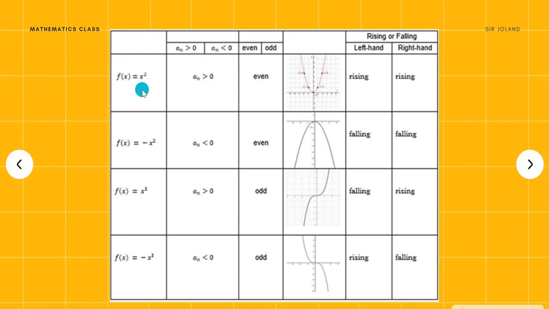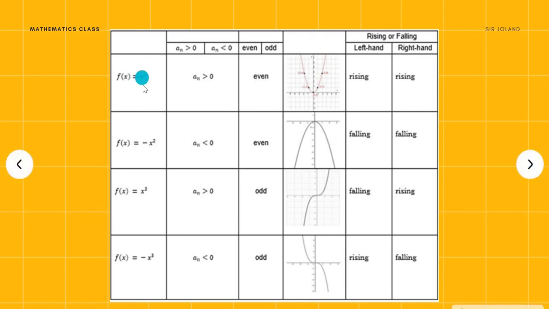For example, ang ating function ay x squared. Or, we can now say that the a sub n, o yung leading coefficient, yung numerical coefficient ng ating variable, ay greater than 0. Ibig sabihin, pag ito ay positive, for example, you have 2x squared, 4x squared, 5x squared, to positive infinity, dito siya papasok. Hindi ibig sabihin ng x squared ay 1 lang. Sinasabi dito na yung a sub n is greater than 0, so magsisimula sa 1, tas 2, 3, 4, to positive infinity. And then, ang ating degree ay 2.